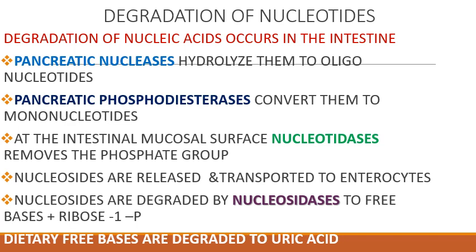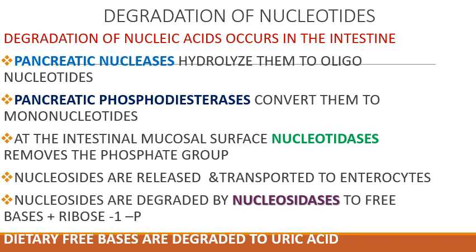The first is the pancreatic nucleases, which hydrolyze the polynucleotides into oligonucleotides. Then the phosphodiesterases convert them into mononucleotides. At the intestinal mucosal surface, the nucleotidases will then convert these nucleotides into nucleosides. The nucleosides which are released are then transported to the enterocytes.